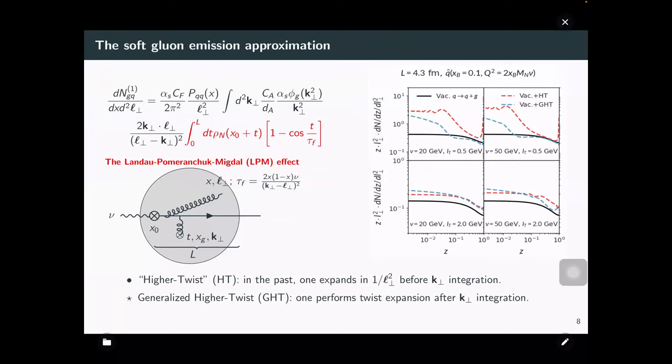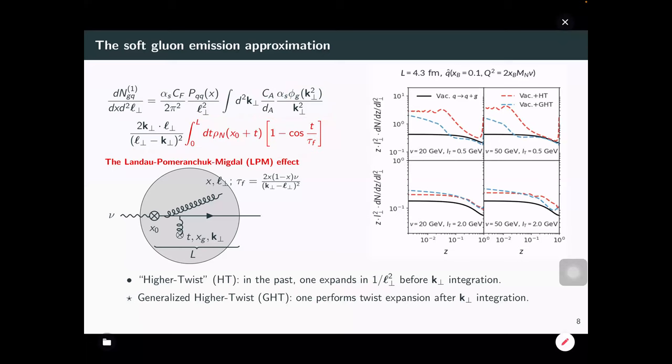Another approximation is that we will first take the soft-gluon emission limit, which further simplifies this medium-modified splitting function to a very compact form. In this case, the medium-modified splitting function is still proportional to the vacuum splitting function and to the forward scattering cross-section parameterized by the unintegrated gluon distribution. And finally, there's the interference factor for this jet radiation in the medium. This interference effect, which depends on the formation time of the radiated gluon, is called the Landau-Pomeranchuk-Migdal effect. It's a very important effect in finite-size media that strongly suppresses the radiation rate for gluons with very long formation time.